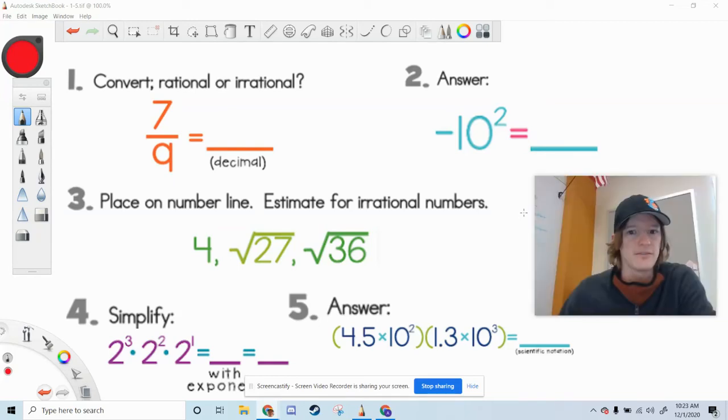All right, 7th grade Mountain Math, week 14, I think. Number 1, you need to convert this to a decimal. This is a division problem. All fractions are division problems, so you just need to divide 7 divided by 9. Give me your decimal here.